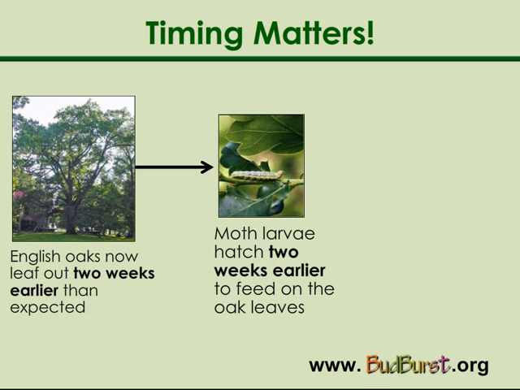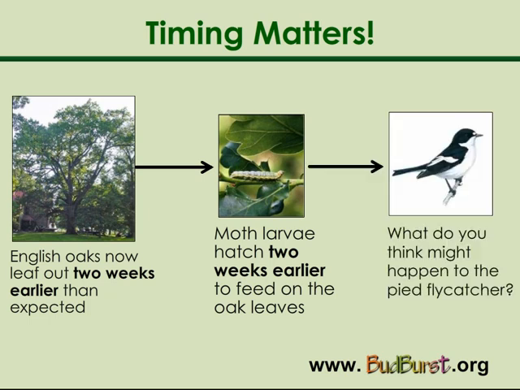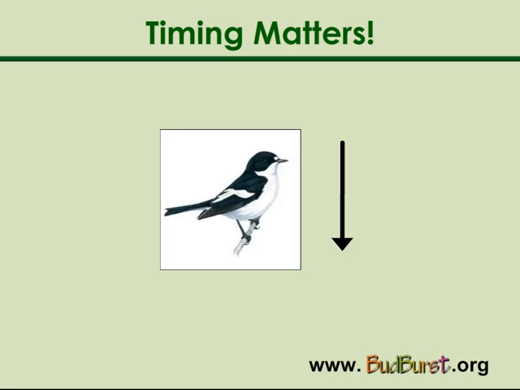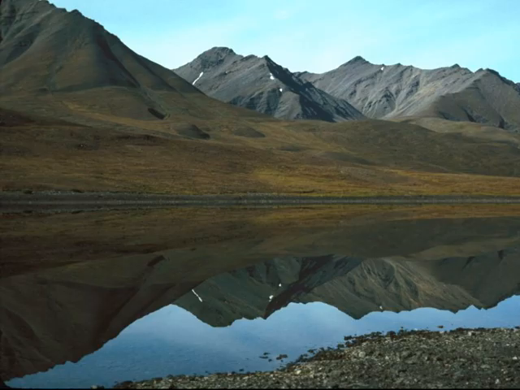Caterpillars, the food source for the migrating flycatchers, are emerging early as well. But the pied flycatcher still arrives at the same time each year because its migratory cue is day length, not temperature. For pied flycatchers, earlier warming temperatures do not signal earlier migration. This is what ecologists call a mismatch. The birds and their food source, the caterpillars, are using different environmental cues to determine their phenology. So now the birds are no longer arriving when the caterpillars are most abundant, and bird populations are now declining.